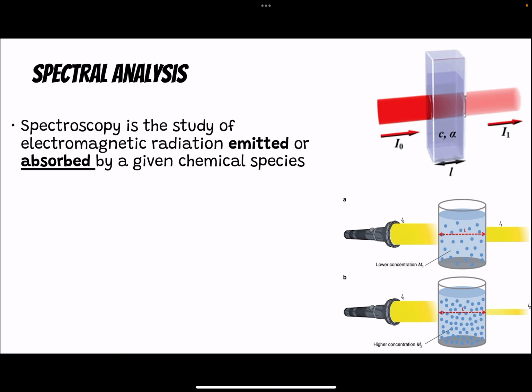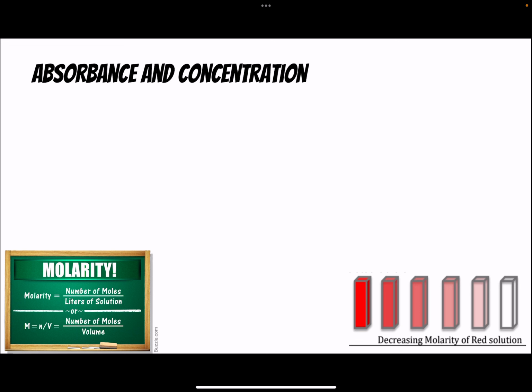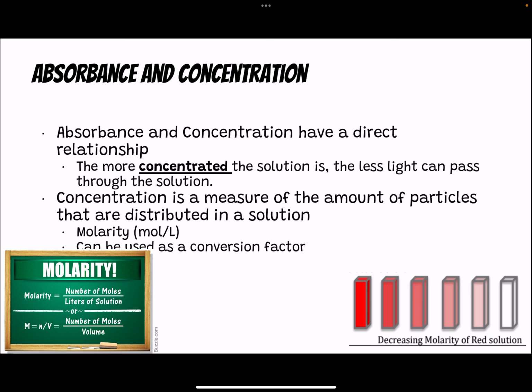All right, so when we're looking at spectroscopy, we're studying electromagnetic radiation that's emitted or absorbed by chemical species. It's like different solutions, you could say. So if light is shone through a solution of an unknown concentration, we can use the amount of absorbance to calculate the concentration of the solution. So these two have a direct relationship.